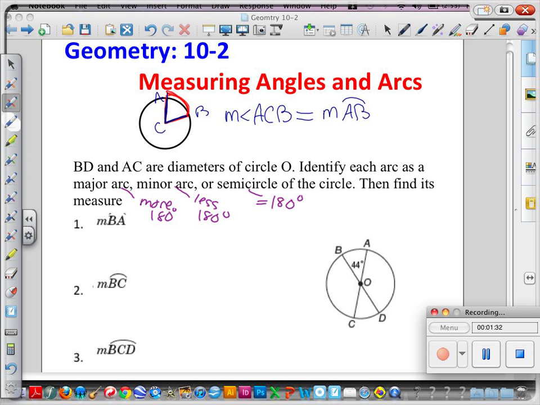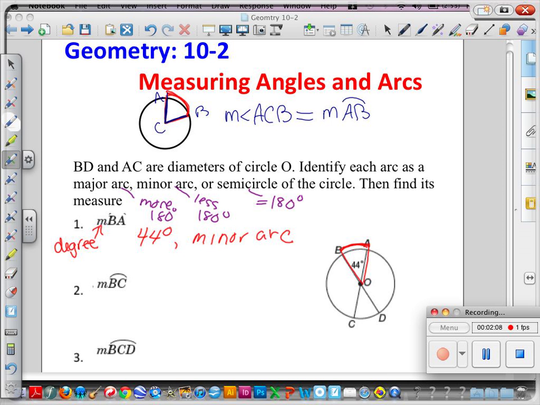So in number 1, I'm asked to find BA. BA is located right here. That's the arc. I'm going to that central angle, which is 44 degrees. The central angle and the measure of the arc angle are equal. This is when it has an M in front, you're looking for the arc angle in degrees. And I'll talk about when you don't have an M in front in just a minute. So 44 degrees. This is less than 180, so I would write minor arc.